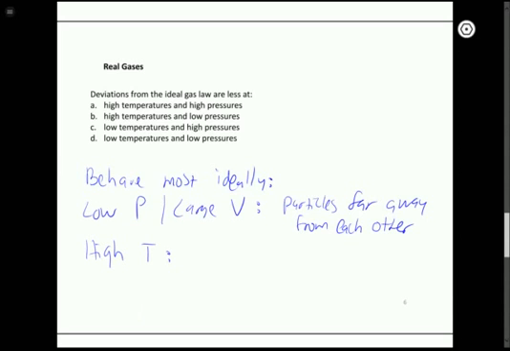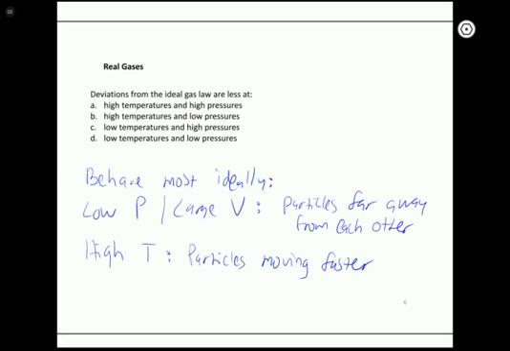And then at high temperature, the particles are moving faster, as we talked about extensively earlier, and this also causes them to interact with each other less. Alright, so under these extremes, low pressure, large volume, high temperature, that's when the gases are going to behave most ideally. So here we're talking about temperature and pressure, so the one where we're going to have the least deviations from ideal gas behavior is going to be high temperatures and low pressures. Okay?